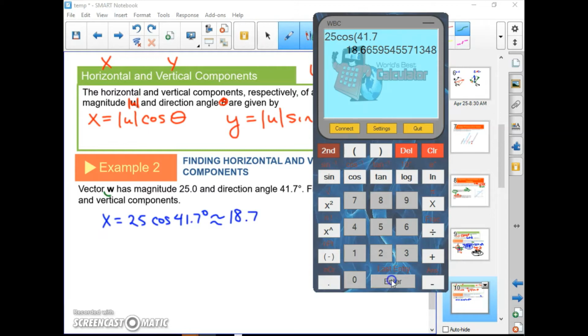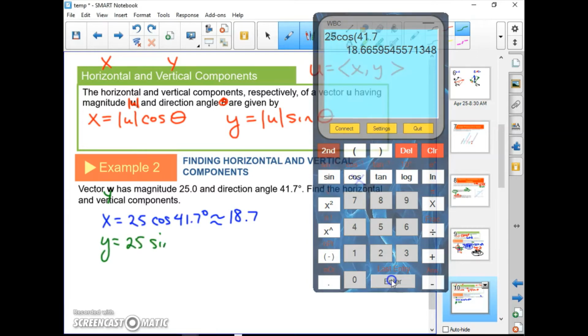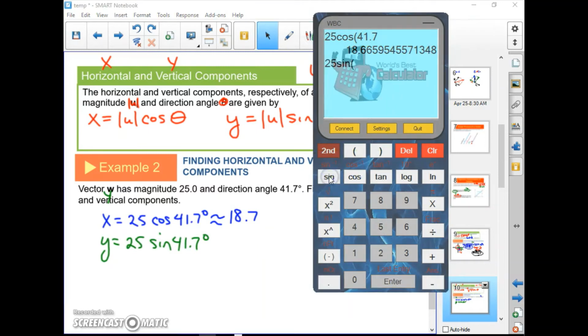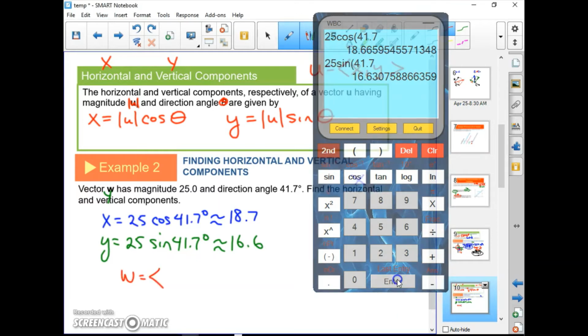We also had to find the vertical component. Remember, the vertical component is the y, so we want y equals magnitude times sine theta. That's 16.6. So there we just found the horizontal and the vertical component. Now sometimes it might ask you to put it in vector form. So you might have to write it as a vector, and so it might look something like this. But that's the same thing. You've got your horizontal and your vertical right there.